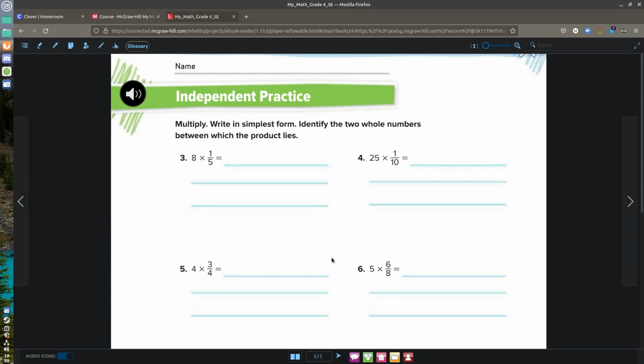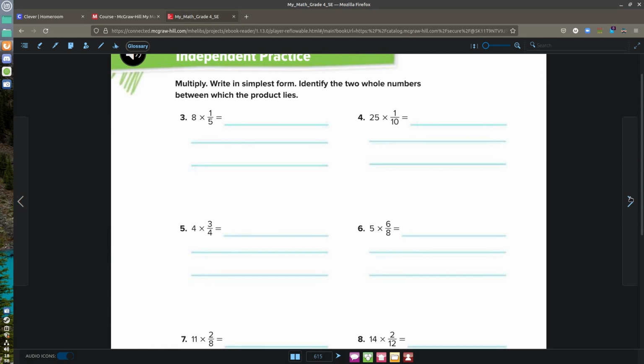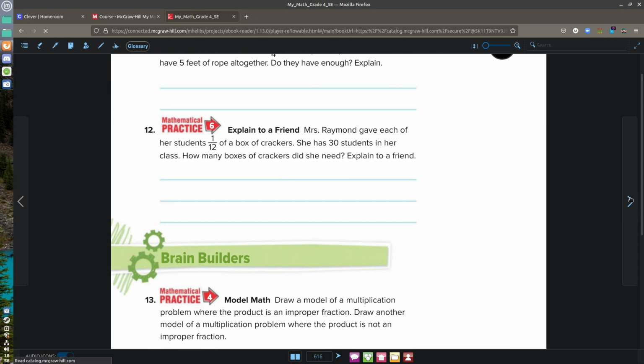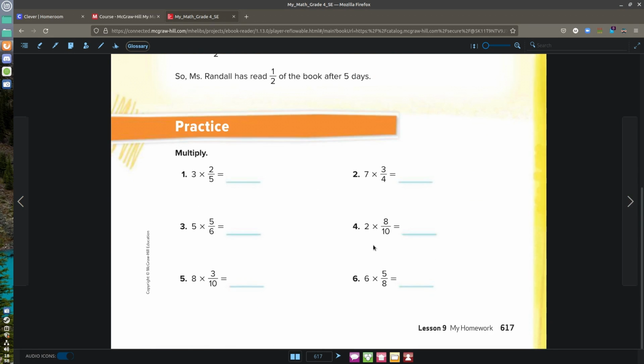Okay, so you've worked on a couple of these problems, and then we're going to go to the homework. So let's go to the homework. Let's put our name on it. Put your name and your number at the top.